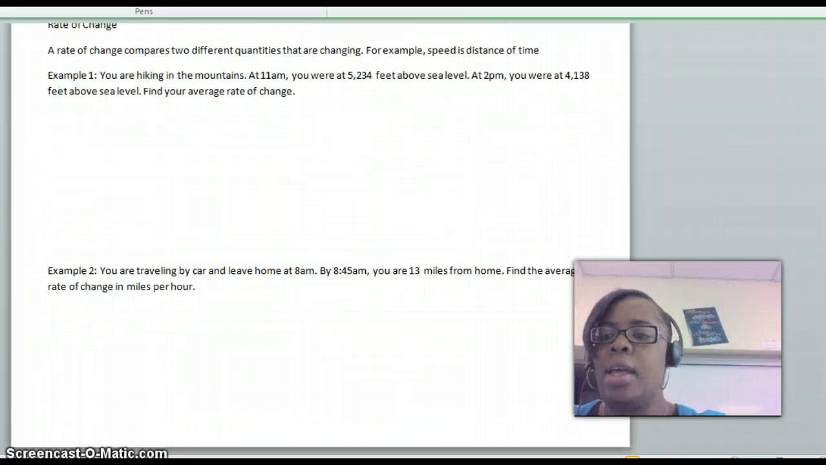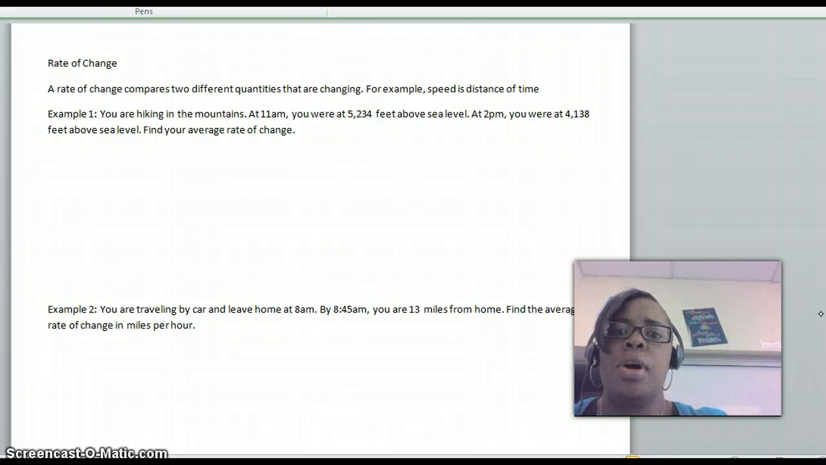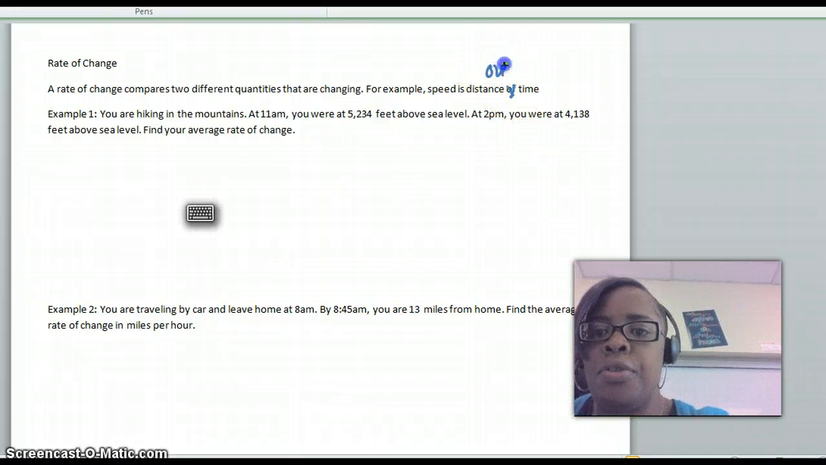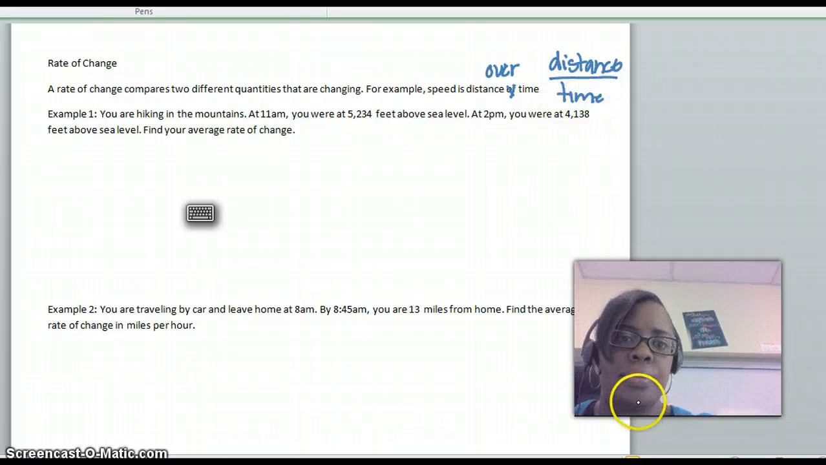All right, finally, I'm going to talk to you about rate of change. And for the first one here, the rate of change compares two different quantities that are changing. So, for example, speed is known as distance over time. So as a fraction, it would be distance over time.